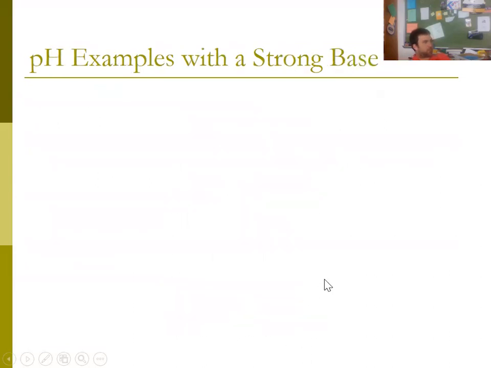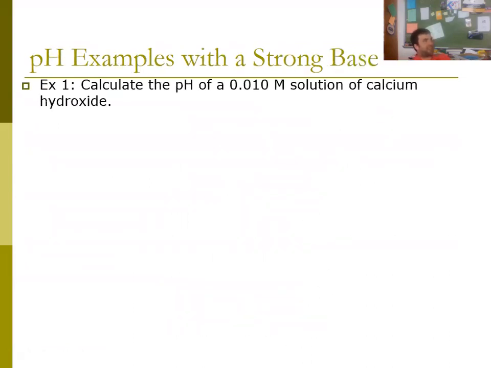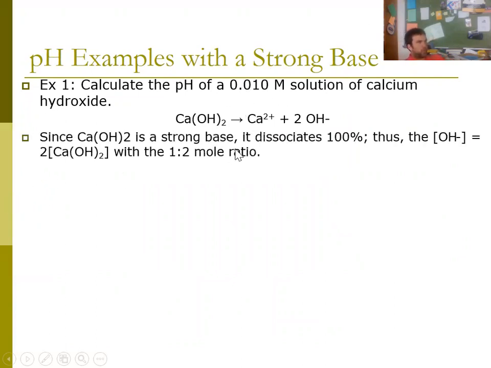Okay. So for a strong base, finding the pH is a little bit more work. To find the pH of a strong base, I need to write my equation first. So we know that there's a 1-to-2 mole ratio here. So 0.010 moles of calcium hydroxide would give me 0.020 molar of hydroxide. There are a couple different ways to solve for the pH of a base. The easiest way, I feel, is to take the pOH first. We know pOH is the negative log of the OH minus concentration.